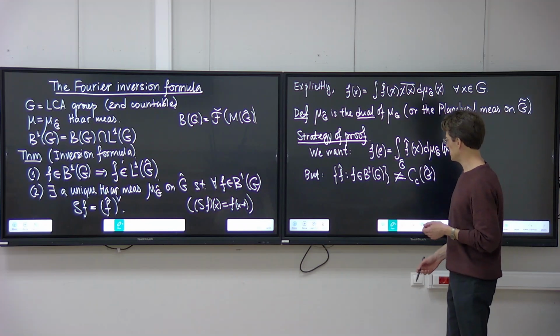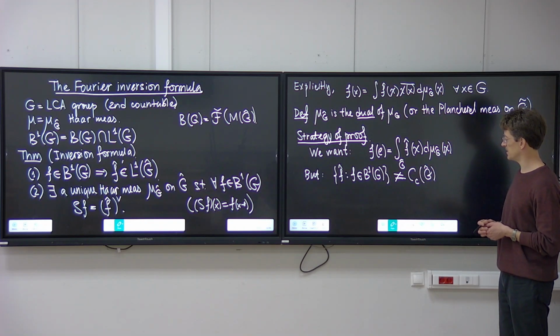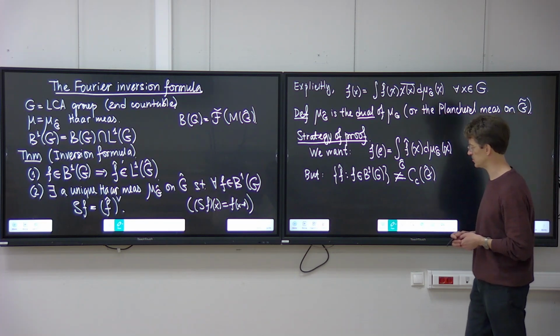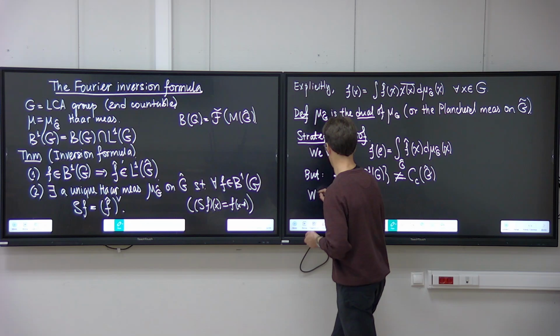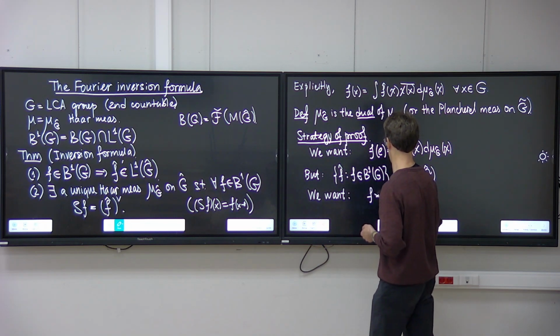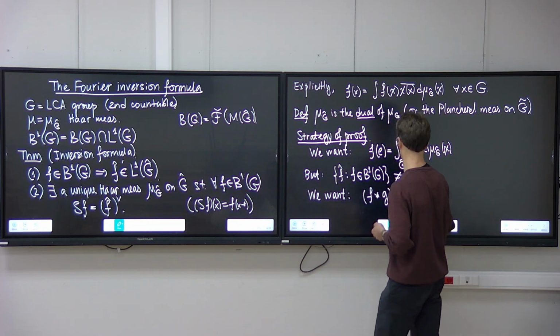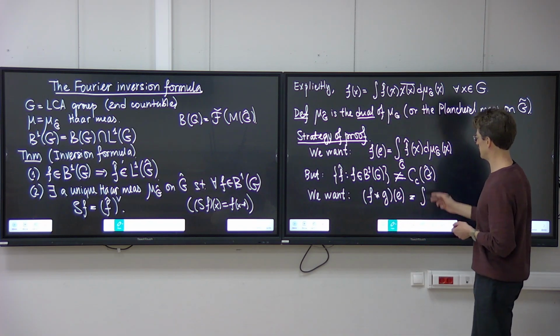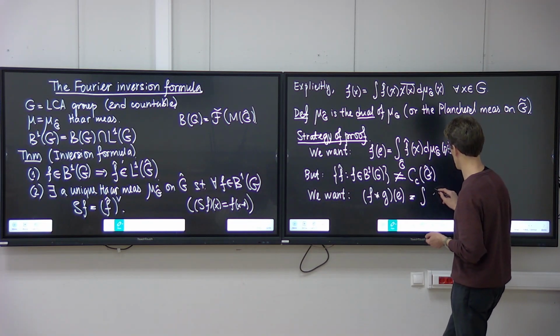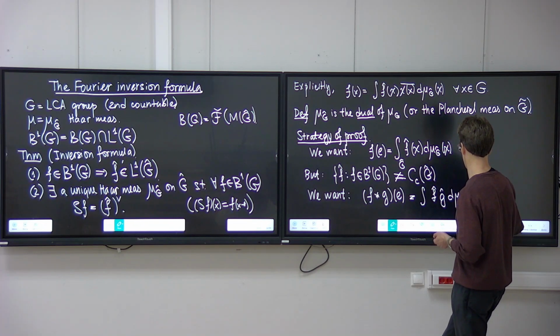So the idea of simplifying this formula is as follows. We try to somehow regularize this formula by replacing f by the convolution of two functions in B1 of G. So we want to construct the measure mu such that the following convolution is equal to the integral of the Fourier transform of the convolution. And we know that the Fourier transform of the convolution is the pointwise product of the Fourier transforms. So we want this formula to hold.